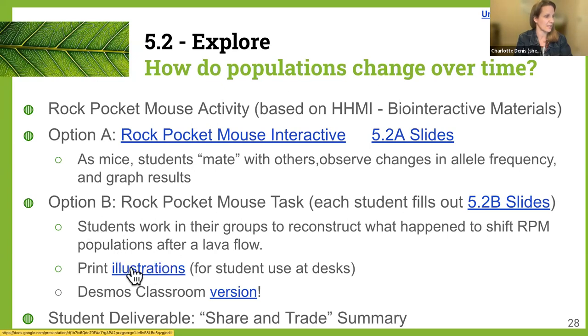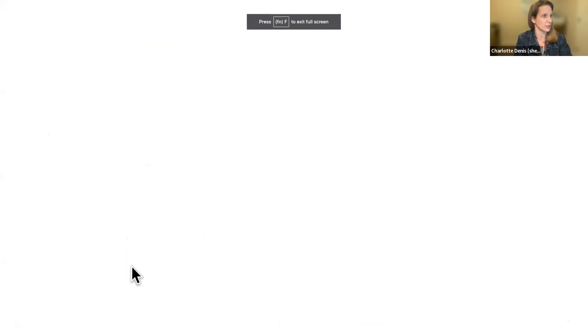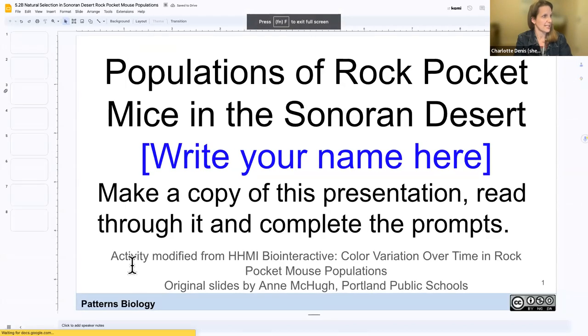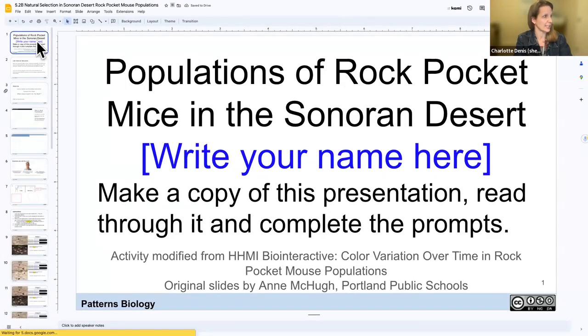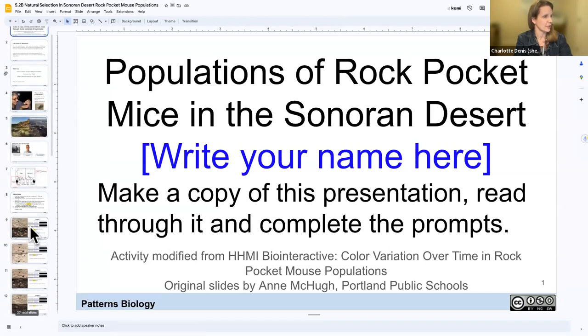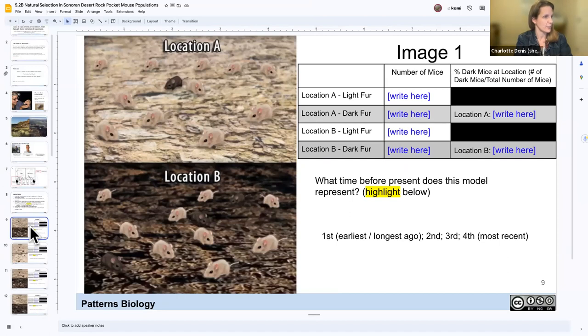Those of you who may not be as familiar with this task, I'm going to go back and click on the illustrations for the original. This is actually the slideshow that students fill in. They get all the slides in this one, and they are looking at a place where there's been a volcanic eruption, and they count the number of dark and light mice at each location. They track. Shout out to Westview for doing a lot of this work earlier on; I think some of this came from CDL materials.